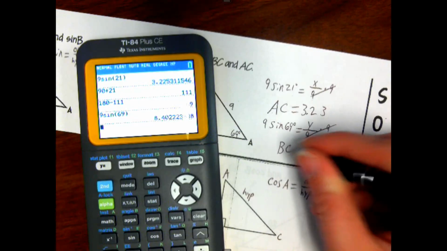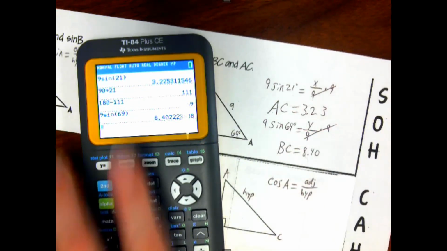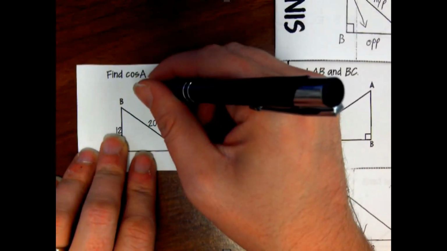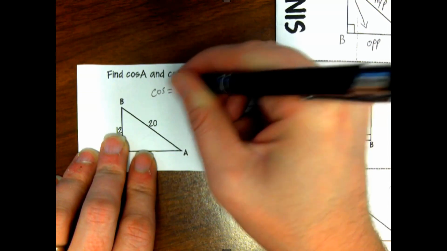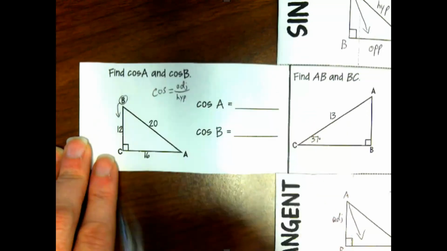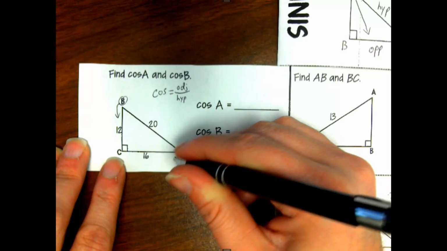So BC equals 8.40. Now let's move down to cosine. So first, find the cosine of A and the cosine of B. Remember, cosine is equal to the length of the adjacent side over the length of the hypotenuse. So for angle B, the adjacent side is 12, and for angle A, the adjacent side is 16.